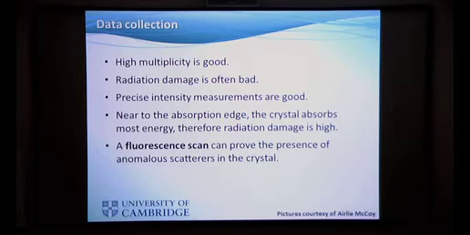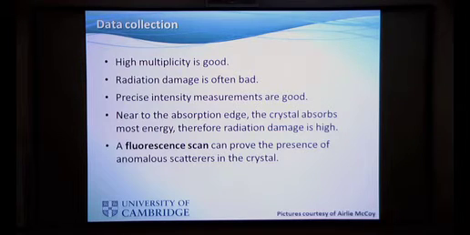For your data collection, high multiplicity is good, but radiation damage is bad. Very often this means you have to attenuate your beam because you are not interested in multiplicity 1 with high radiation damage. For experimental phasing, you need a good multiplicity, possibly 4 or so. It depends really on your case. You need precise intensity measurements, so you should make sure that everything you can do to make your intensity measurement precise has been done.